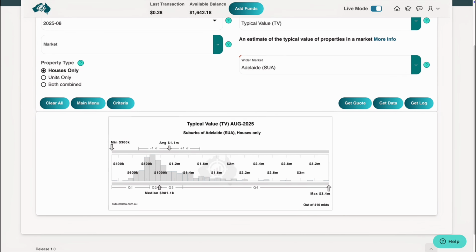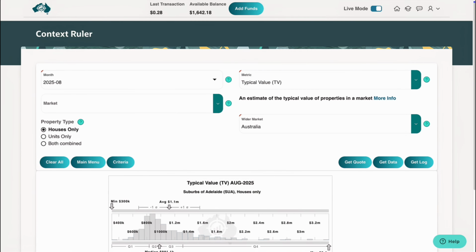The context ruler is a great way of getting an idea of how realistic your expectations are. It becomes invaluable when setting filters in Suburb Search. Be sure to view an up-to-date context ruler for any metric you choose to filter by in Suburb Search.